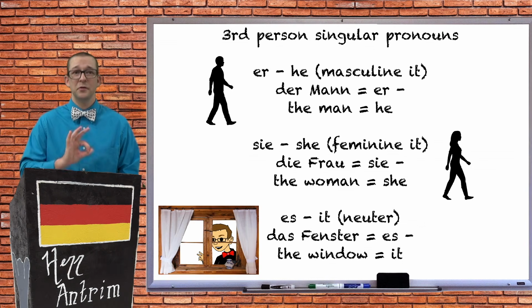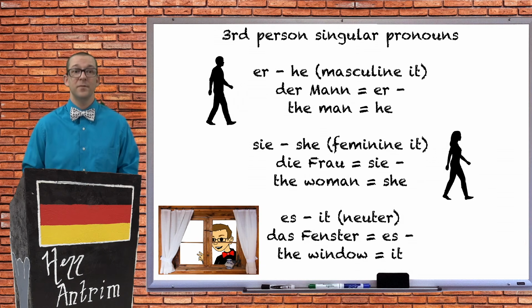There are 3 third-person singular pronouns in German. We have the same thing in English, but they're used slightly differently. In German we have er, sie, and es, but in English we have he, she, and it. This sounds simple enough on the surface. If you're talking about a masculine person or animal, you use er, he. Der Mann, the man, er, he.